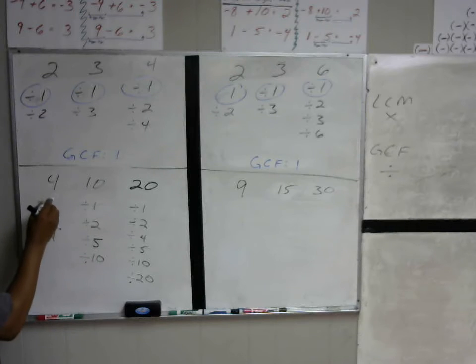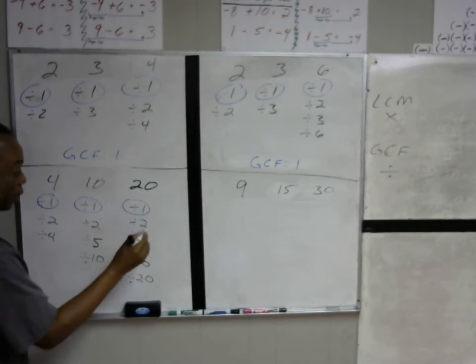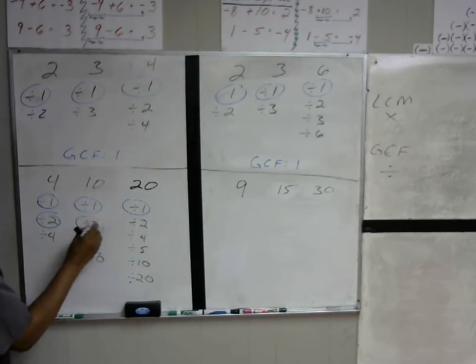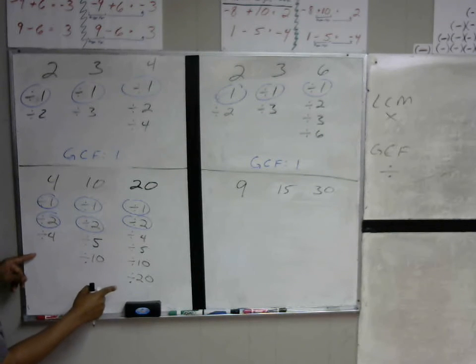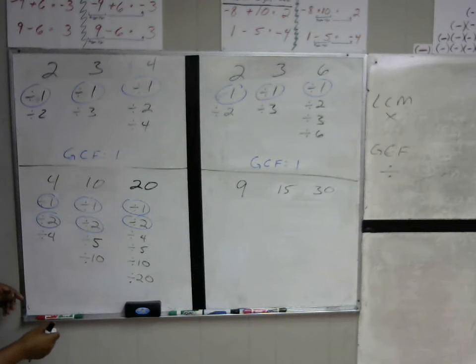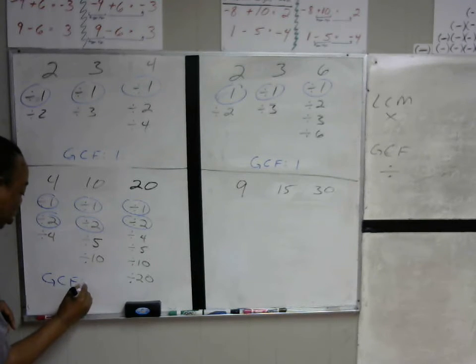Now common factors are 1s. The 2s are also common factors. And any other common factors? Nope, that's it. So we have 1s that are common, 2s that are common. The greatest of these common factors is the 2s. So the greatest common factor is 2.